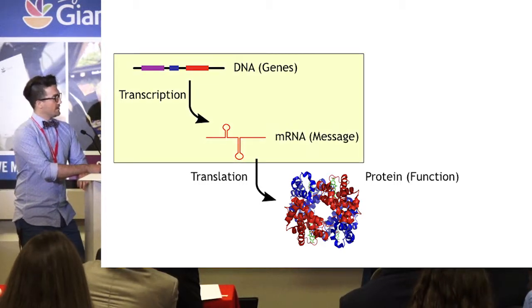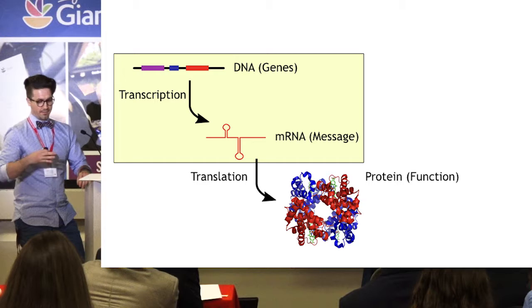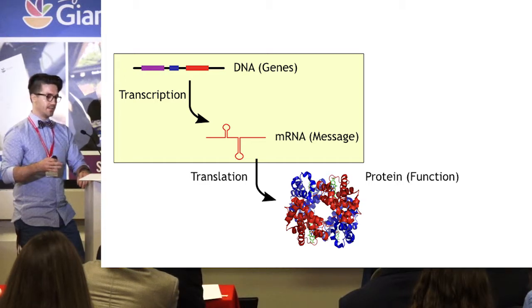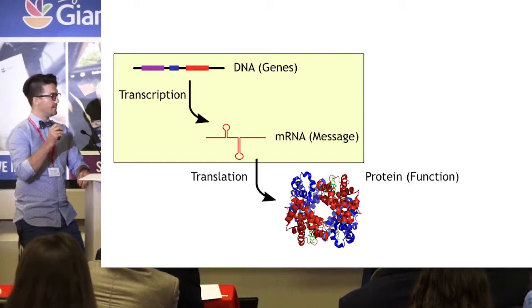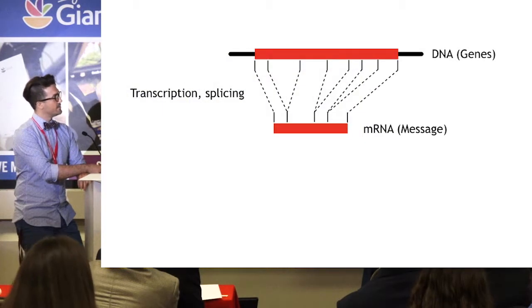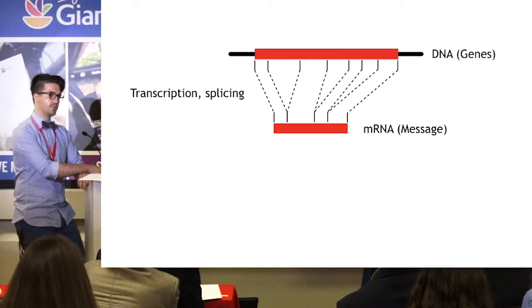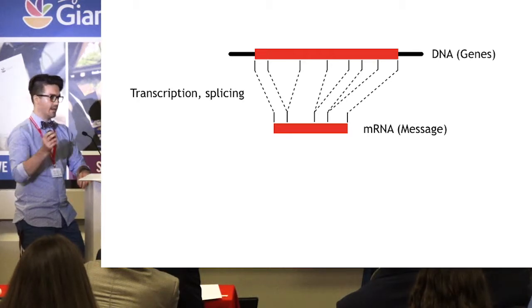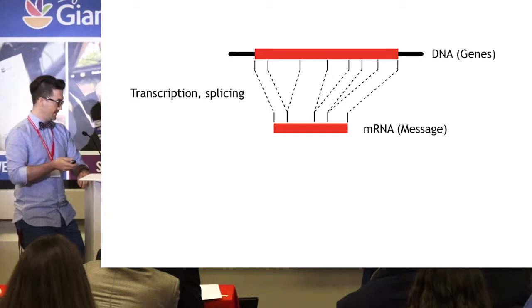So my part of this is focused on the transcription process, how the DNA gets turned into mRNA, and the individual components of that, namely splicing itself. If you think about the mRNA, it doesn't exactly replicate the information contained in the gene. Certain elements are removed through splicing.